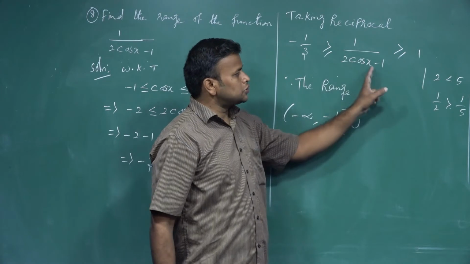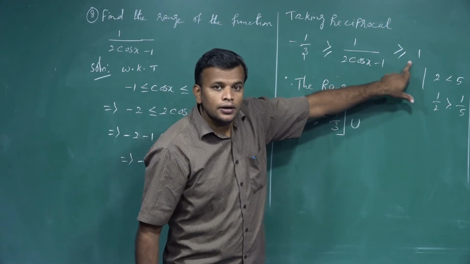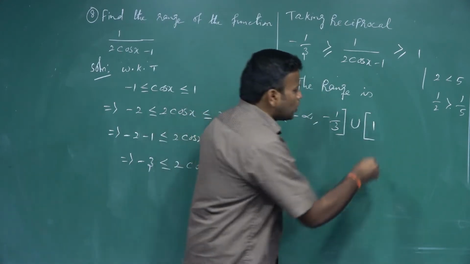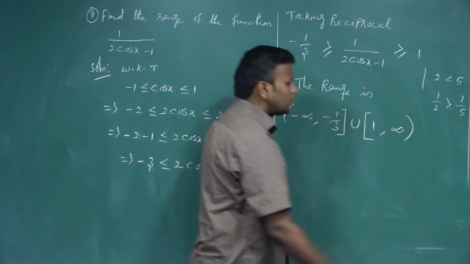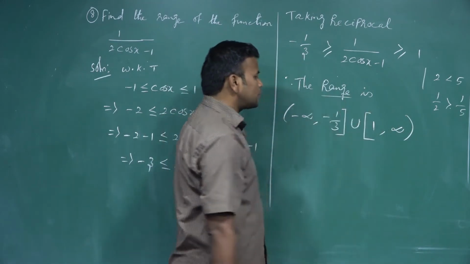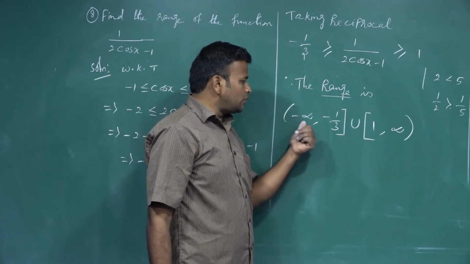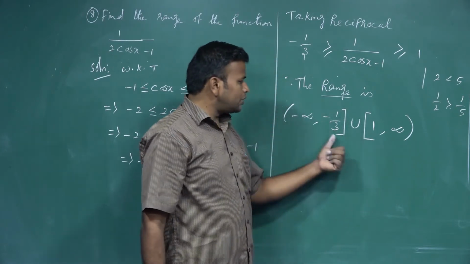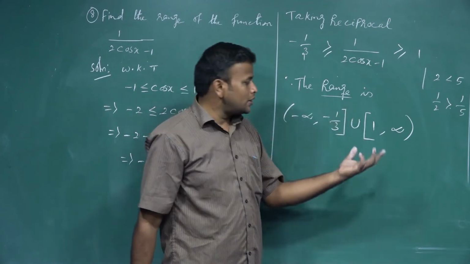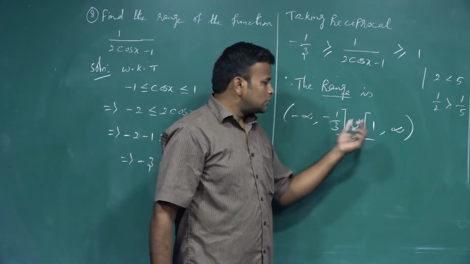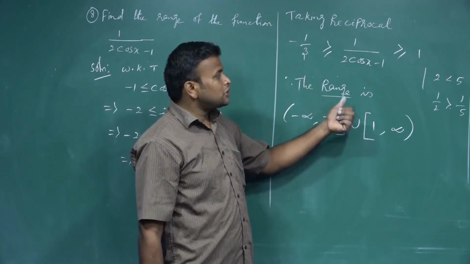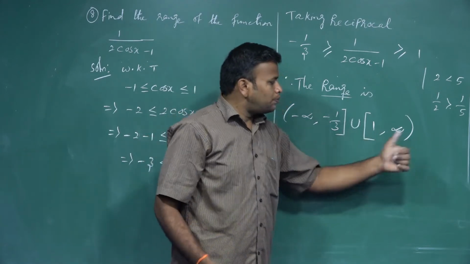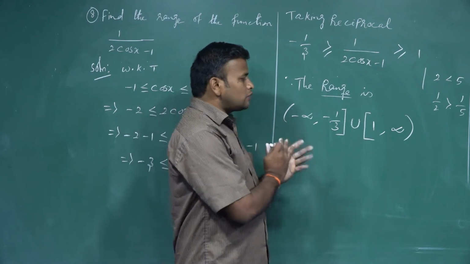And you see 1 divided by 2 cos x minus 1 may be 1 or greater, so 1 is also possible. What is the largest value? It goes up to infinity. Therefore, the range of the given function is the semi-open interval minus infinity comma minus 1 by 3, union, the semi-closed interval, starting is closed, so semi-closed interval. That means the given range goes from minus infinity up to minus 1 by 3, or plus 1 to plus infinity.